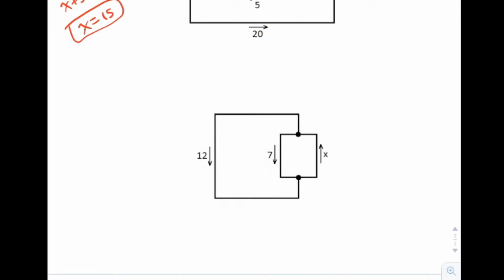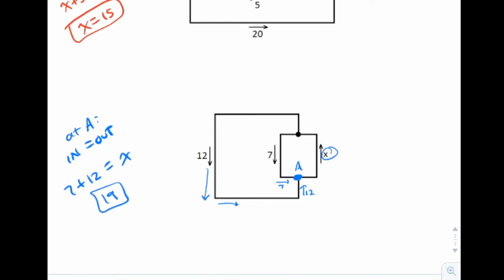See that 12 there? This is 12 coming into this junction. I'll call that my junction A. Doesn't matter which one, but I'll call that one my junction A. It's got 12 coming in. You can see it's got 7 coming in, right? And then this is what's going out. So at junction A, what goes in must go out. Coming into junction A is the 7 and the 12. Going out is the X. So guess what? X is 19. Has to be.